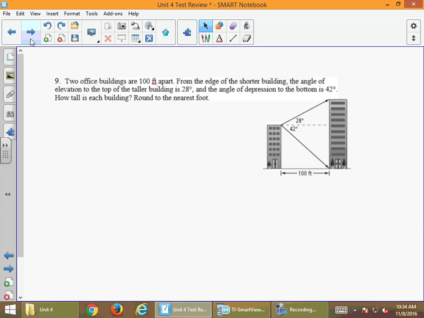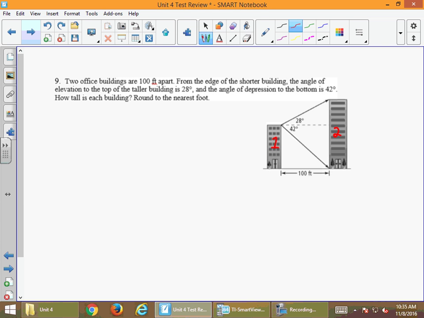So we have 2 office buildings that are 100 feet apart from each other. Already marked up there. From the edge of the shorter building, the angle of elevation to the top of the taller building is 28 degrees. Already marked right there. Angle of depression at the bottom is 42. How tall is each building? All right. I'm going to name these towers. I'm going to call this little guy Tower 1. I'm going to call this guy Tower 2. All right. Go ahead and name these towers.